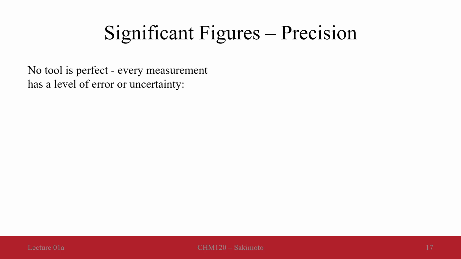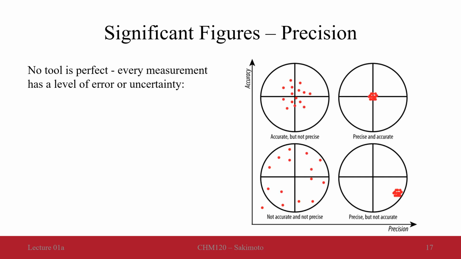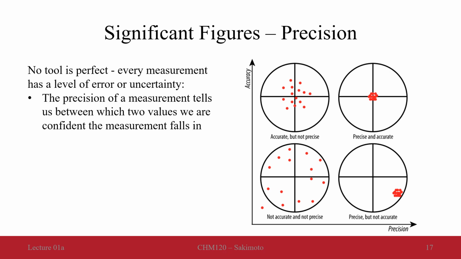Significant figures really is a feature of the fact that no tool that we use to measure something is perfect. Every measurement that we do with a tool, whether it's a ruler or a scale or a stopwatch, has some level of error or uncertainty. When we talk about uncertainty in science, there's two ways that we talk about it. We may talk about the accuracy of a measurement or the precision of a measurement.